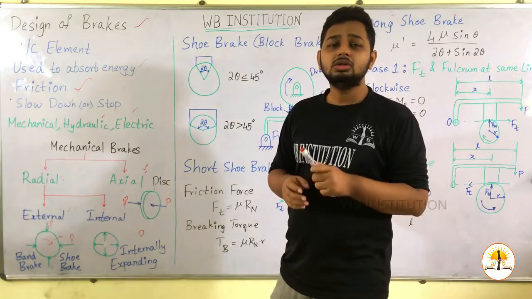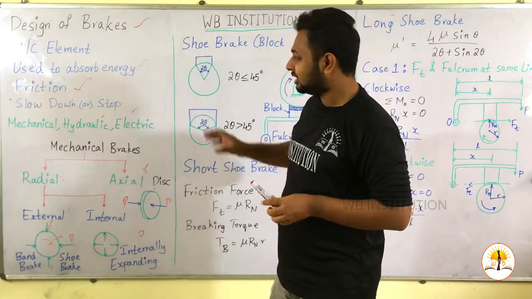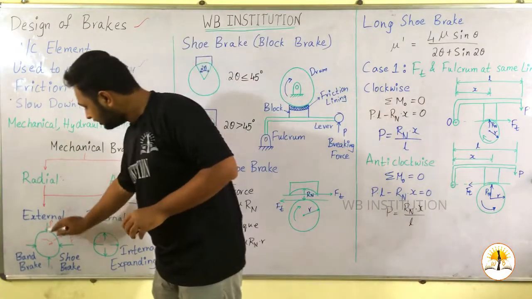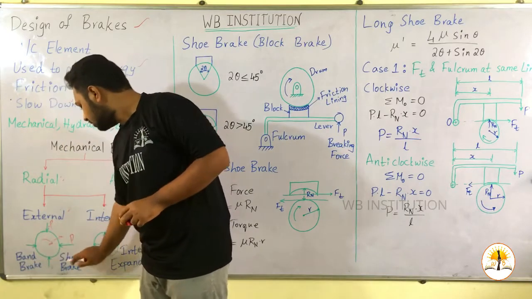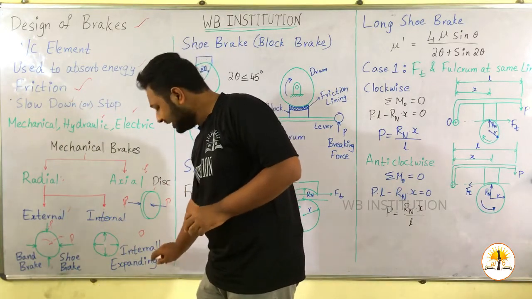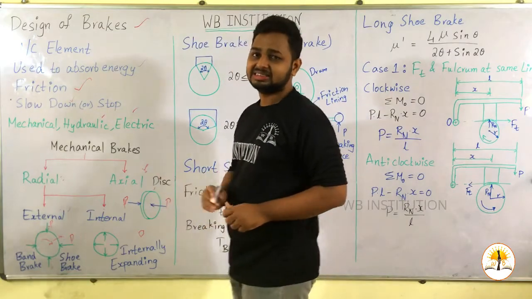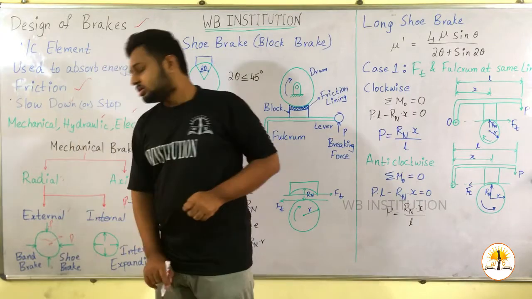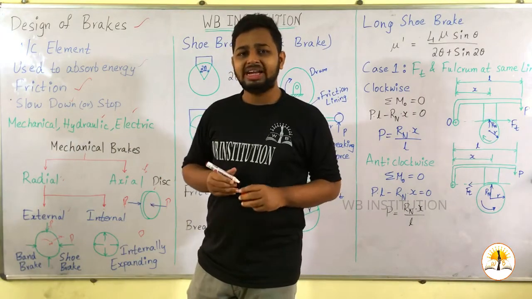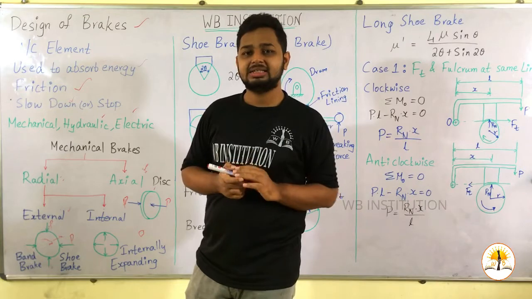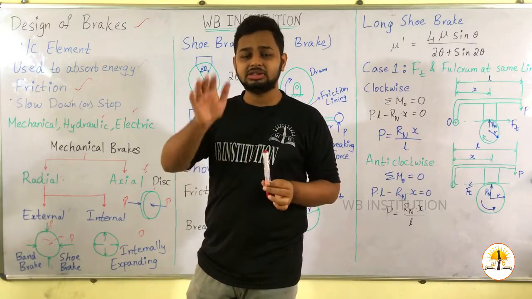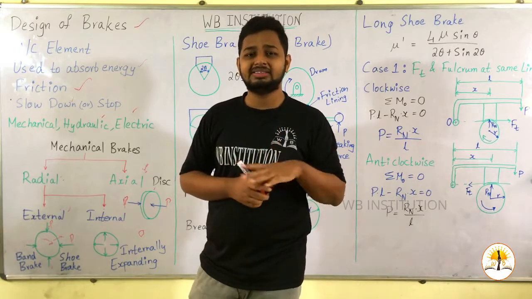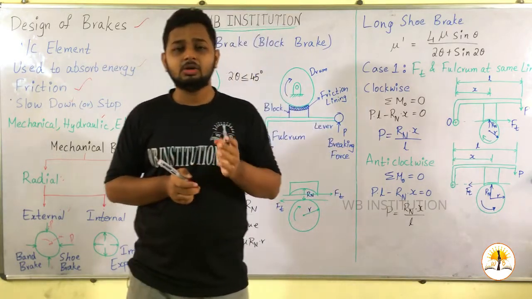Now let us see how to design brakes based on the machine elements. External brakes are of two types: band brake and shoe brake. Internal brakes are internally expanding brakes, and axial brakes are disc brakes. In our syllabus we are going to mainly see band brakes. Let us discuss band brakes and how they are applied, and how to calculate how much force must be exerted on the brake in order to reduce or completely stop the rotating object or machine.